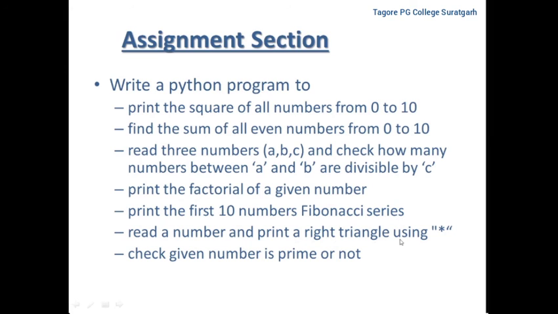Then you have to print a right angle triangle using the asterisk sign, star. For that, you have to first read the number, that is, how many times your loop should be executed, or how you will print this star series in a triangle form. Then after that, you have to get a number as input from the user, and you have to check whether that is prime or not.